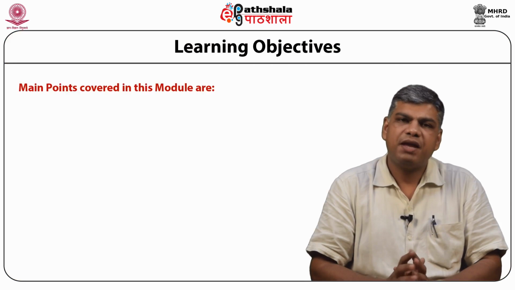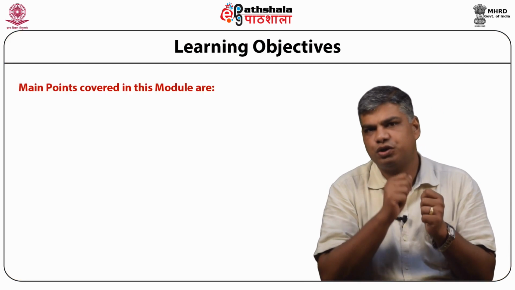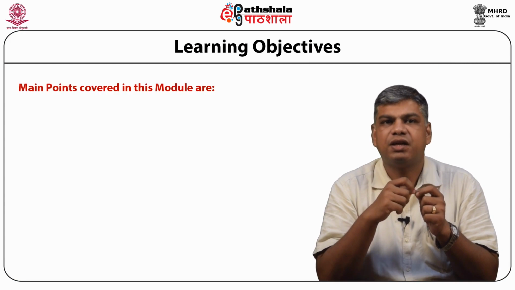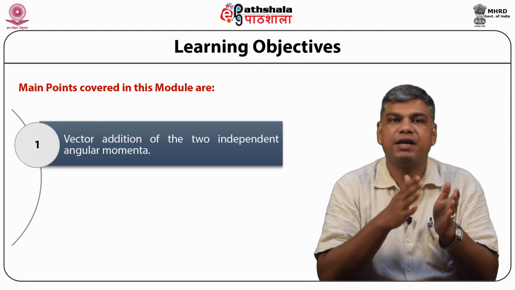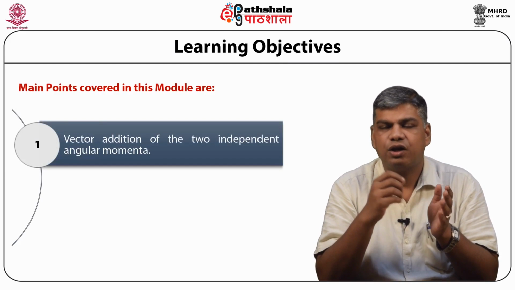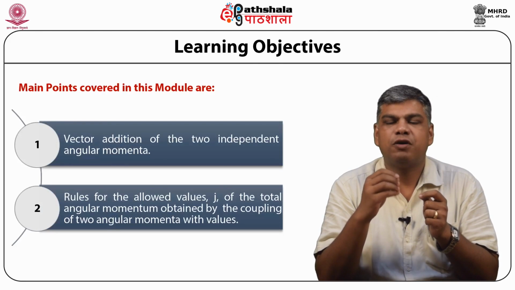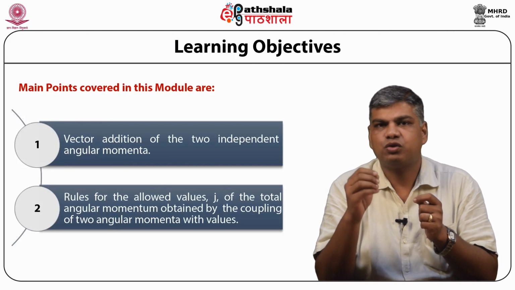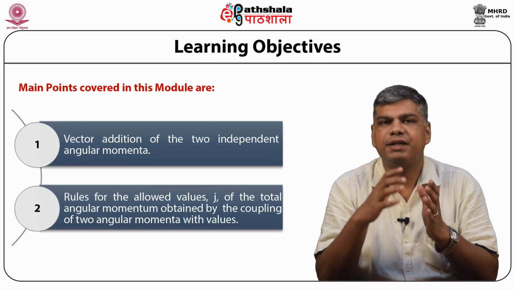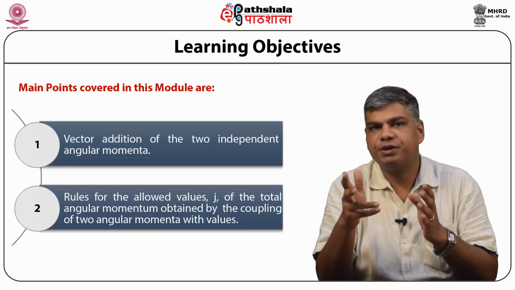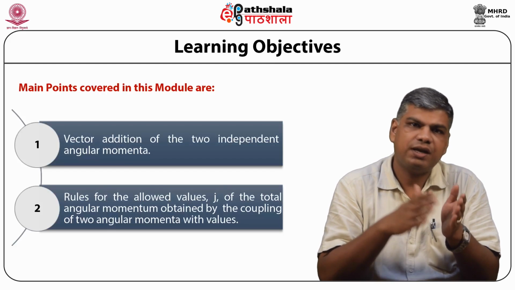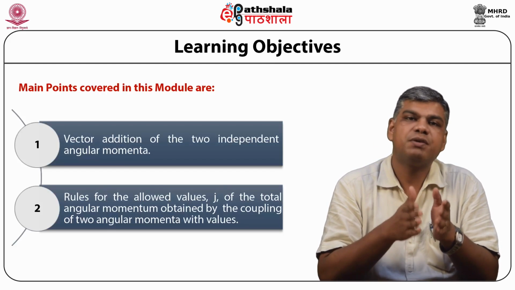Today we are going to discuss the module on coupling of angular momenta and selection rules under the paper Quantum Mechanics 1. The main points that we are going to cover in this module are: first, vector addition of two independent angular momenta. Then we shall discuss the rules for the allowed values of J of the total angular momentum obtained by the coupling of two angular momenta with values J1 and J2.